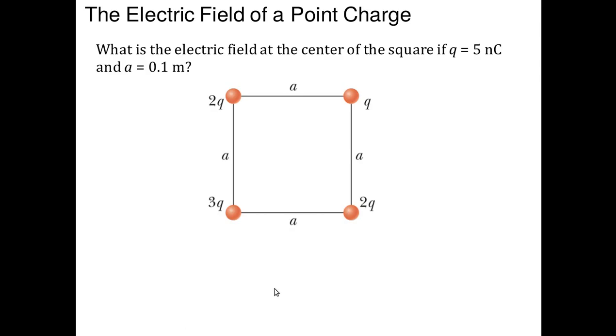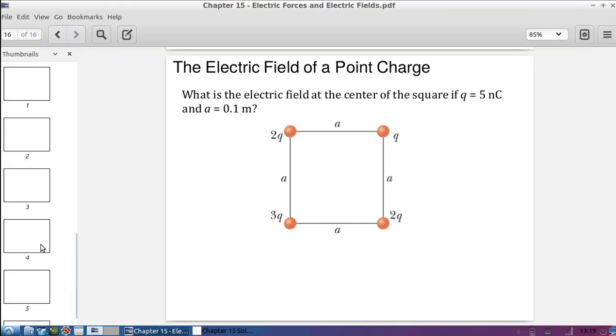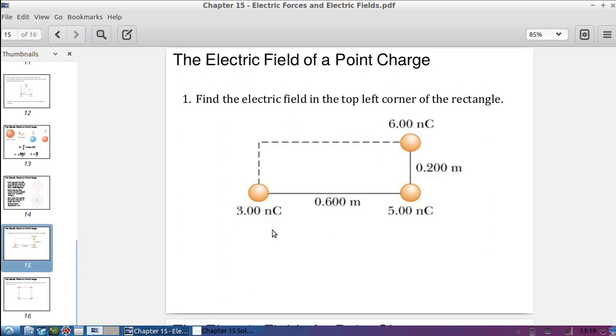So for practice, go back and maybe make one of these negative, right? Or go back to this problem and make the 5 nanocoulomb negative, or make the 6 nanocoulomb negative. Change the direction of an electric field and then see how that changes the net field due to a negative charge being in that configuration.